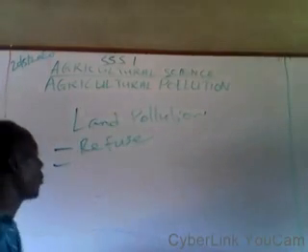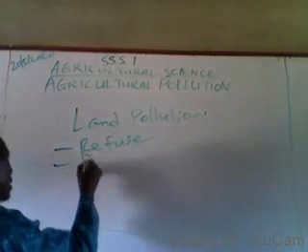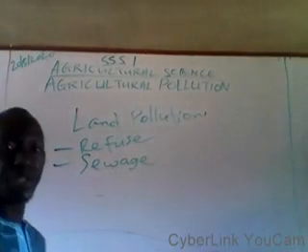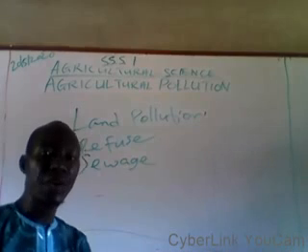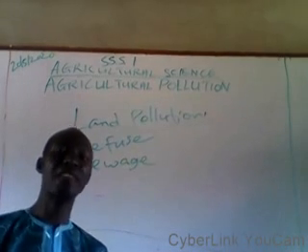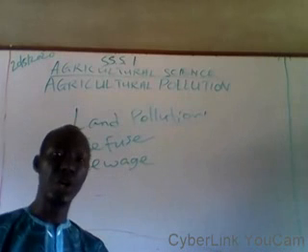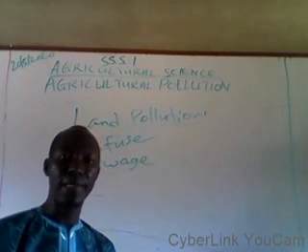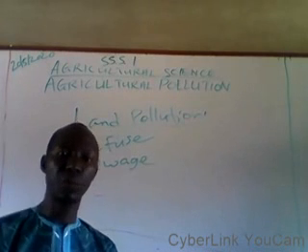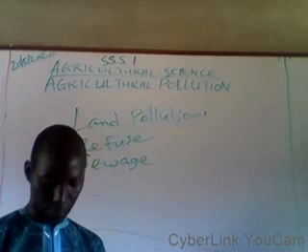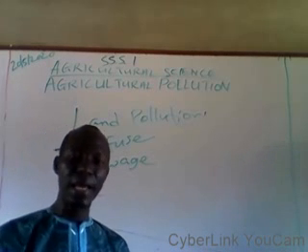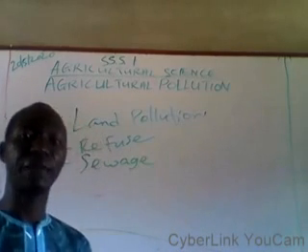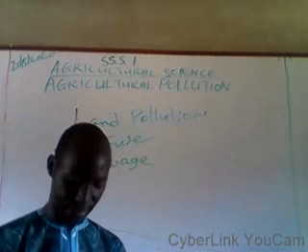Another example of land pollutants is sewage. And what is sewage? Sewage is a collection of animal droppings or farm workers' feces, if not properly managed. What are the sources of this sewage? One, farm offices and farm workers' living quarters.